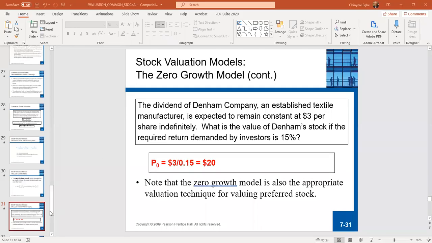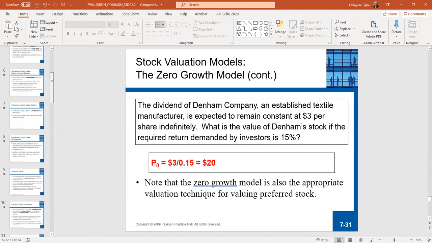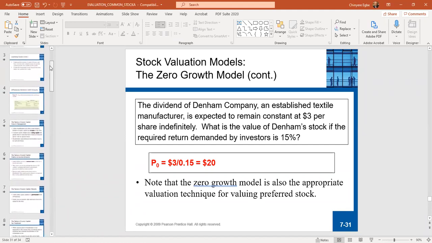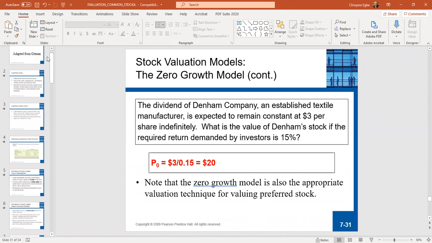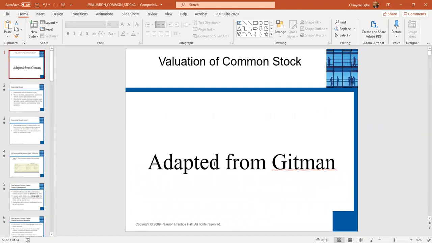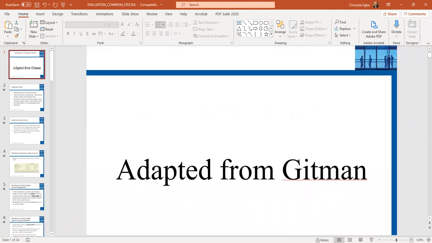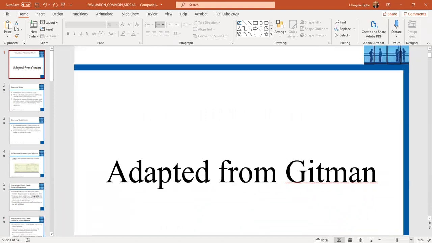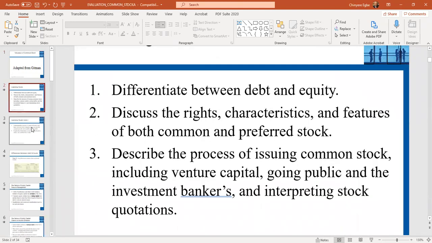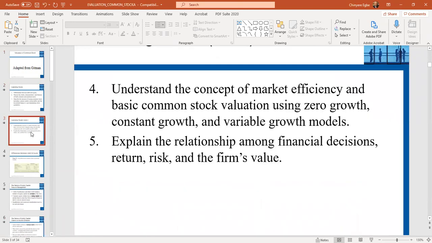Okay, so I will go to the screen. This lecture is adapted from the book by Lawrence Gitman.